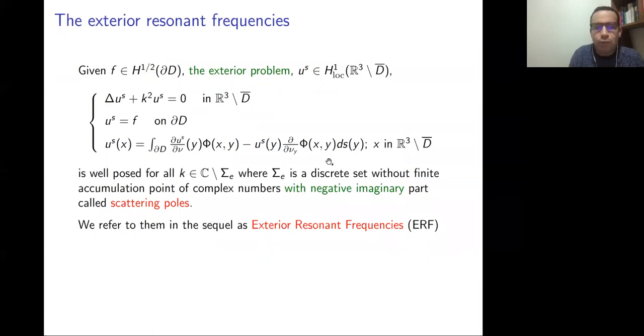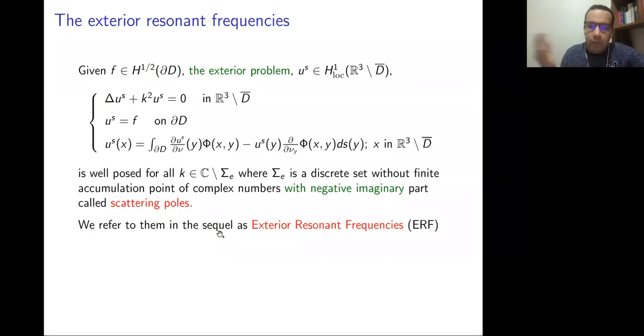And what we can prove is that it is of Fredholm type for all values of k, and so it is invertible except for a discrete set of frequencies, and the set of these frequencies should lie, of course, in the negative half complex plane. Okay, and so these frequencies are what we refer to as the scattering poles, and they correspond to the notion of resonance, because putting f equals 0, we have a non-trivial solution.